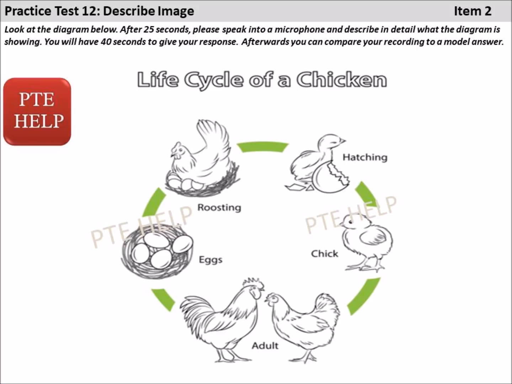This flowchart represents the life cycle of a chicken. This image makes it easy to understand the various steps included during this entire life cycle. Firstly, hens give eggs in its nest after mating. Then the roosting process begins by the hens.